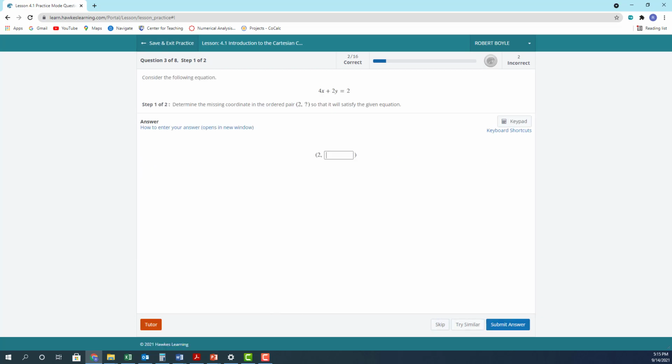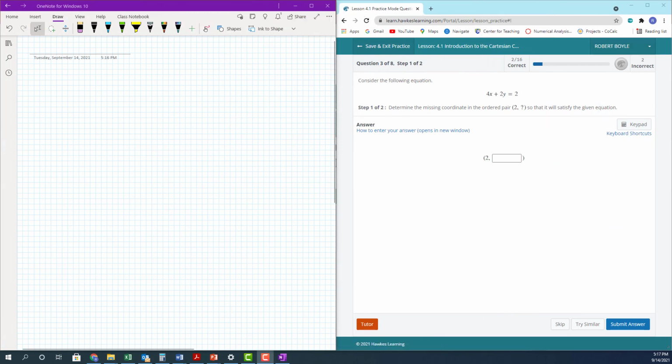And now we come to these particular types of problems where you're asked to find the value of y that makes this equation true. Okay, so here I have my OneNote up, and we have 4x plus 2y is equal to 2. And we have the ordered pair 2 and something else. Okay, so we're going to let x equal 2. That will give us 8 plus 2y, 4 times 2 is 8, is equal to 2.